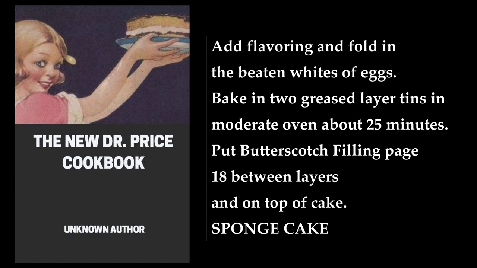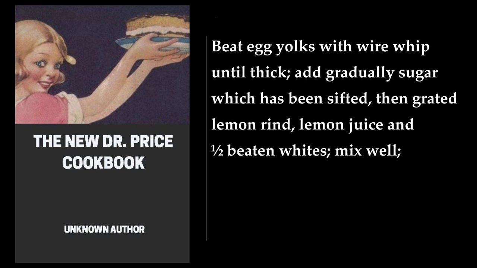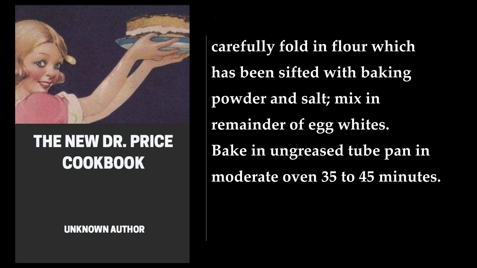Sponge cake. 6 eggs, 1 cup granulated sugar, rind of half a lemon, 2 tablespoons lemon juice, 1 cup flour, 1 teaspoon Price's baking powder, 1/2 teaspoon salt. Beat egg yolks with wire whip until thick, add gradually sugar which has been sifted, then grated lemon rind, lemon juice and 1/2 beaten whites, mix well. Carefully fold in flour which has been sifted with baking powder and salt, mix in remainder of egg whites.